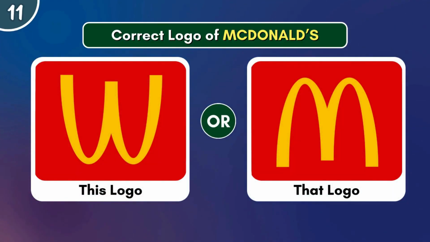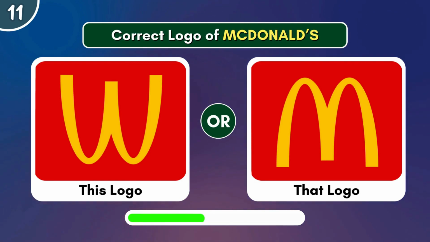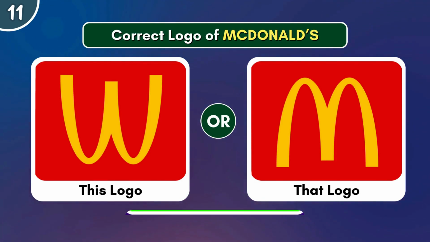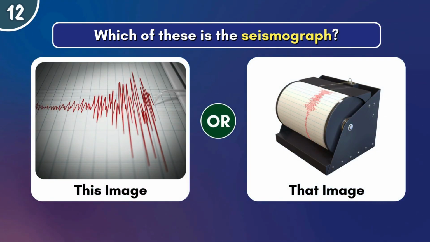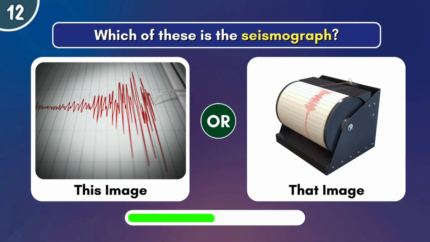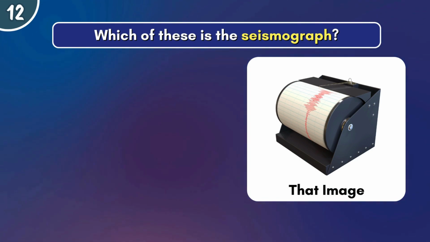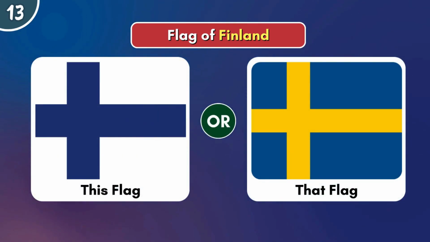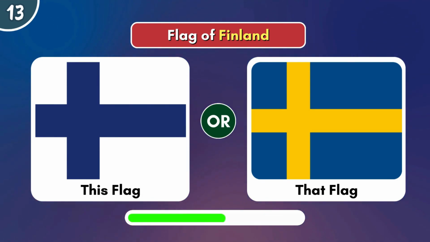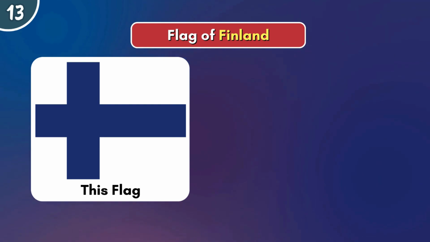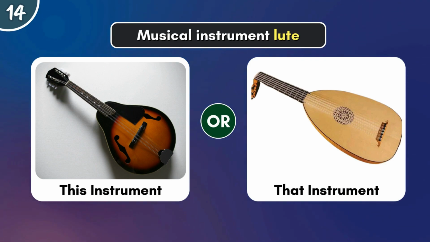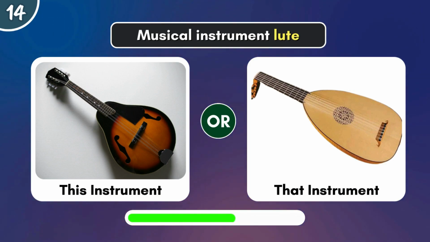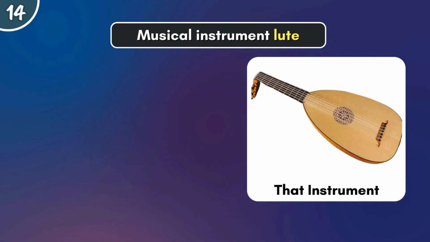Identify the correct logo of McDonald's. It's the logo on the right. Which of these is the seismograph? It's the image on the right. Flag of Finland. Is this flag or that flag? Which of these is the musical instrument lute? It's the instrument on the right.